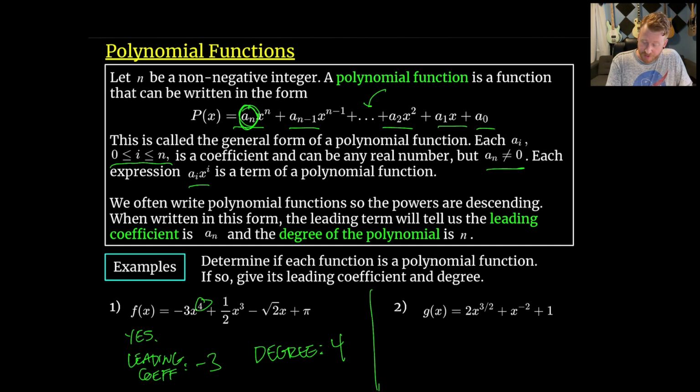So I'll take a look at number 2 here. G of x equals 2x to the 3/2 power plus x to the -2 plus 1. So here we actually are violating the very first part of the definition here in several ways. First, we have the 3/2 power, so that is not an integer. So we can already be sure that this is not a polynomial function. But also we have a -2 here, which is an integer, but it is negative. It is not non-negative. So here we are failing several conditions, or the same condition in several ways, rather. Not a polynomial.